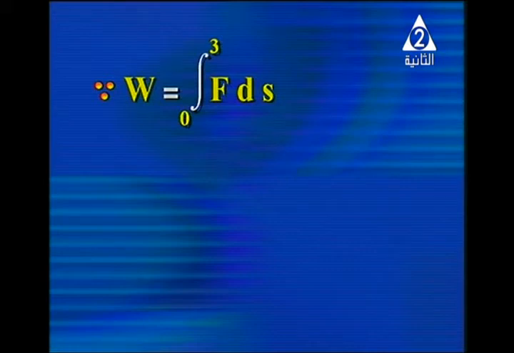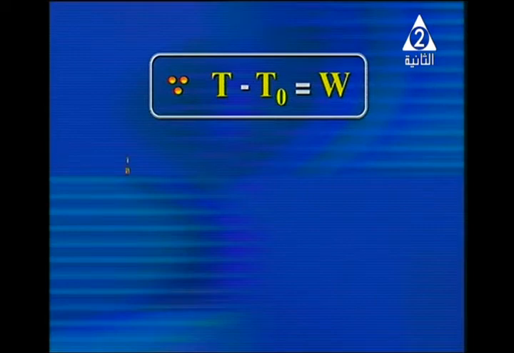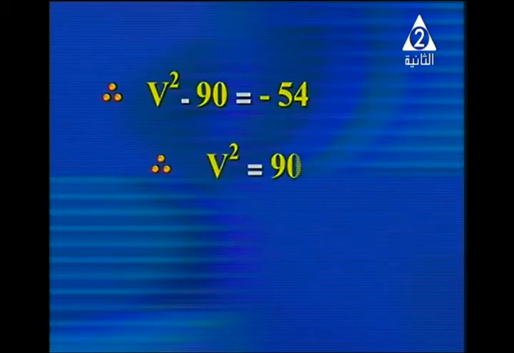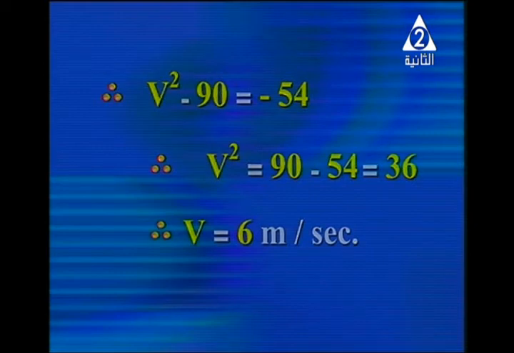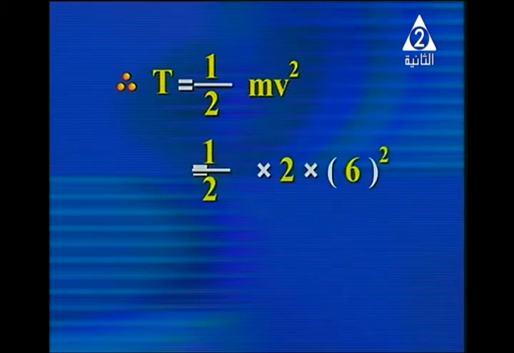Solution. We know that the work done equals the integration from 0 to 3 of F dx. By using integration, we find the value negative 54 joule. Since the change of kinetic energy equals the work done, by using this rule we find the velocity. V squared equals 36, and then V equals 6 meter per second. Therefore, T equals half mv squared, equals half times 2 times 6 squared, equals 36 joule.